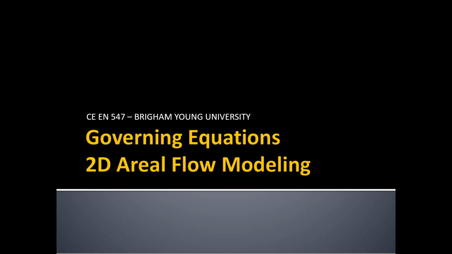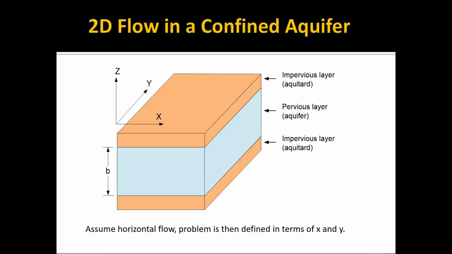This would be opposed to a vertical slice or 2D model, which sometimes we use to simulate the flow of water through a dam or a levee. But in this case, we're looking at flow in an aquifer, and we're not going to simulate flow in the vertical direction, just in the x and y direction. So what do the governing equations look like in this case? And we are going to look at two different cases. First of all, a confined aquifer, and then an unconfined aquifer.